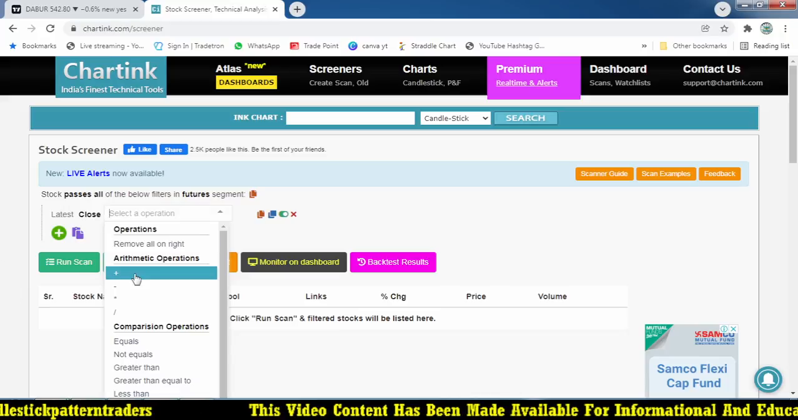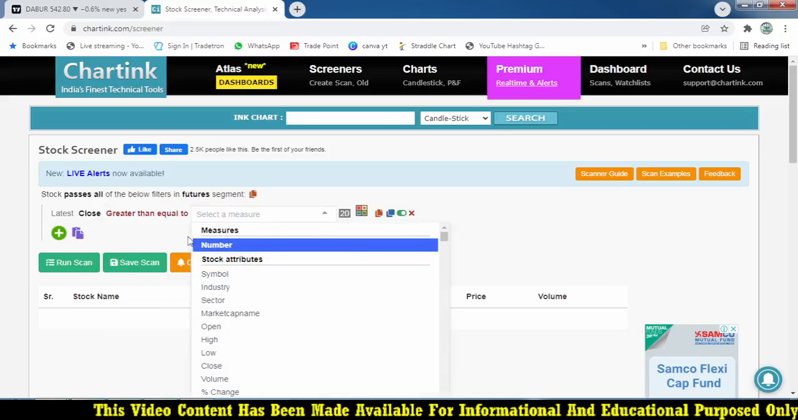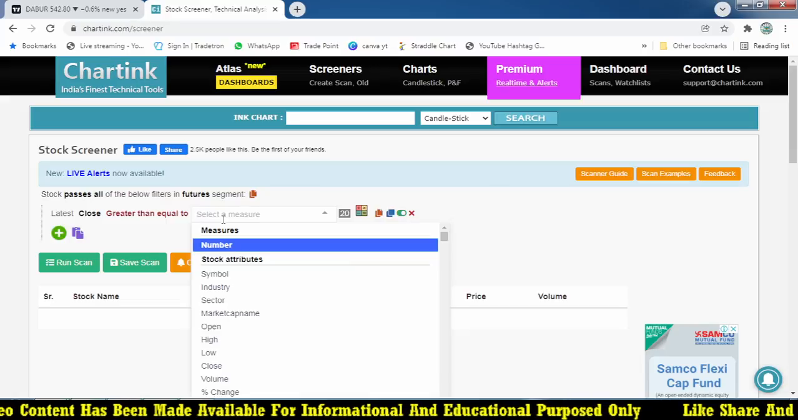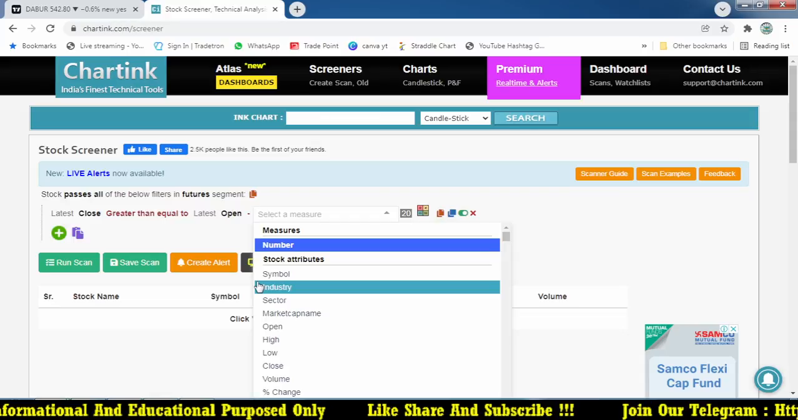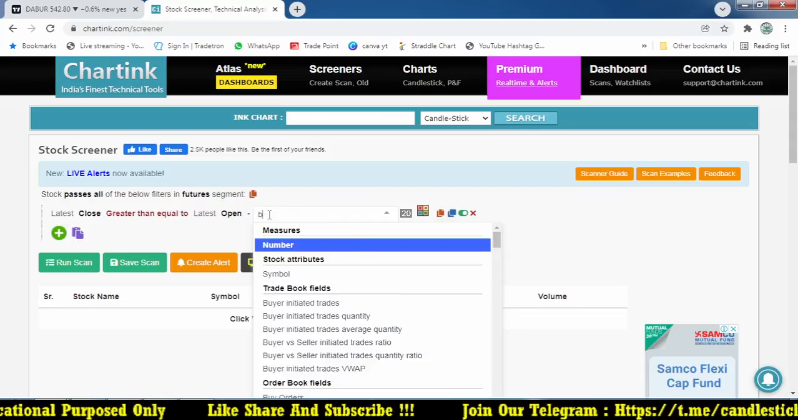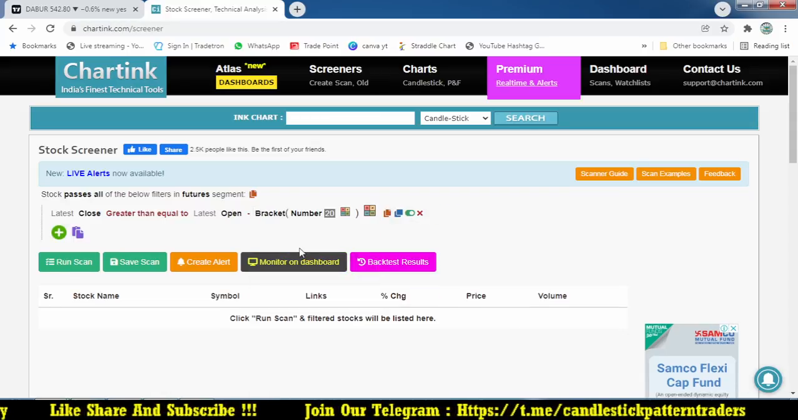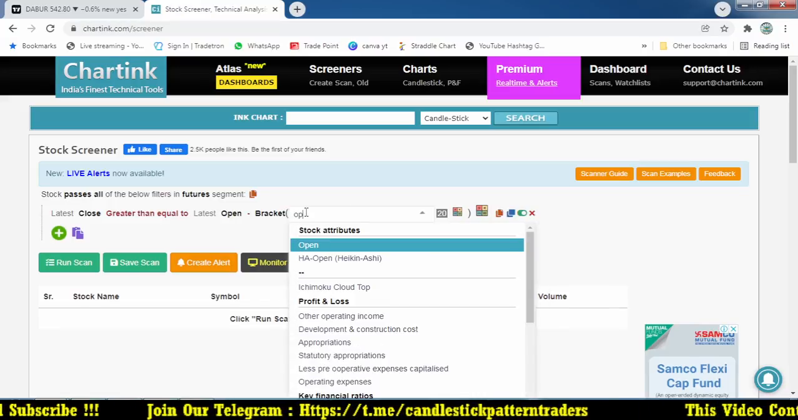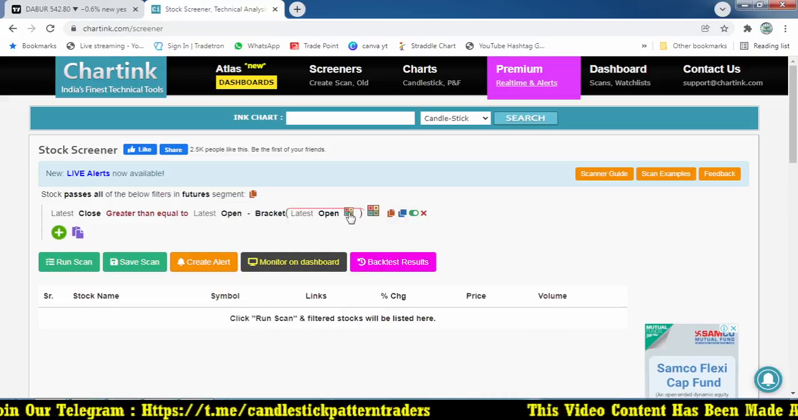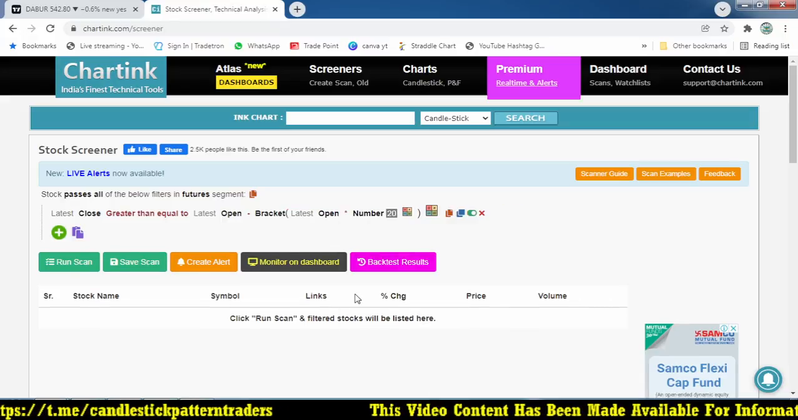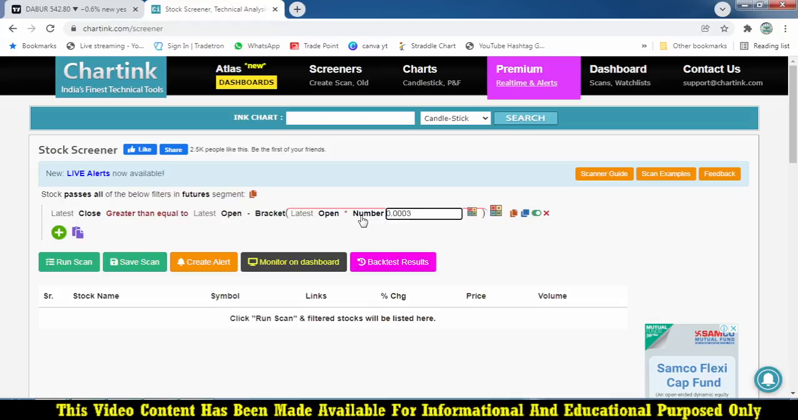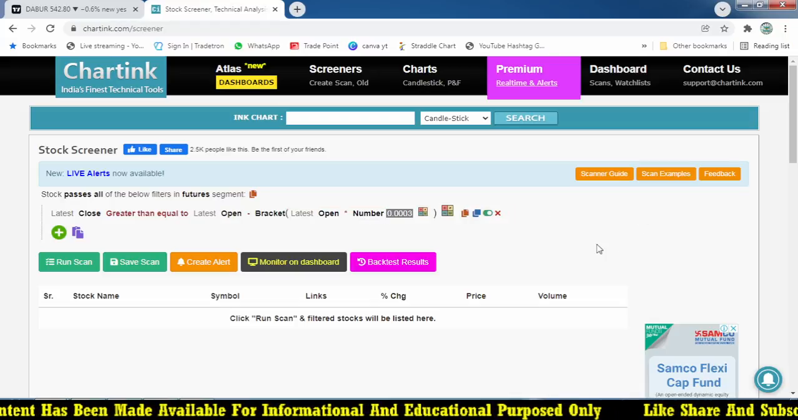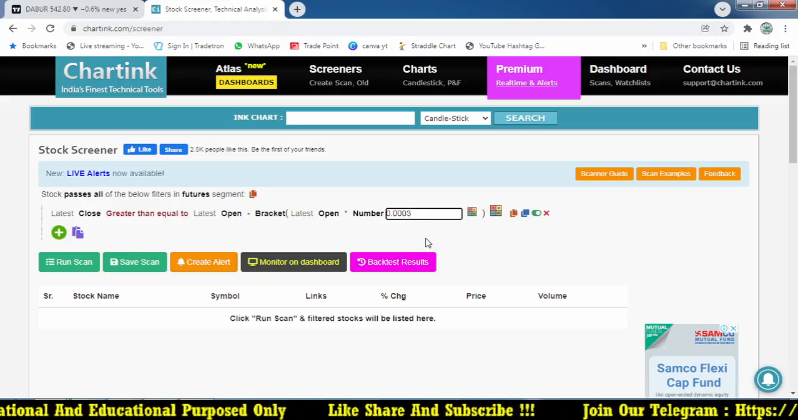Let us say close greater than or equal to... So we already created this doji in open. Let us take open minus... let me try with a bracket, open. I have already created this code. Multiply. So we are using 0.003, right? This will help you find the minimum difference between that particular open and close.